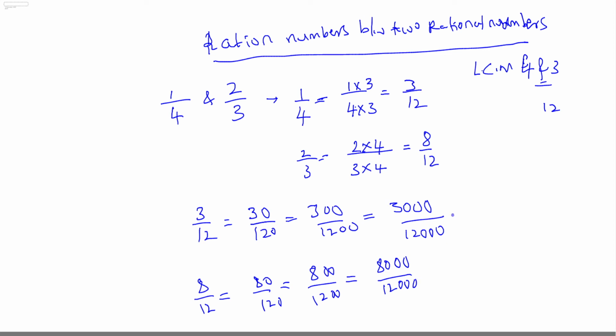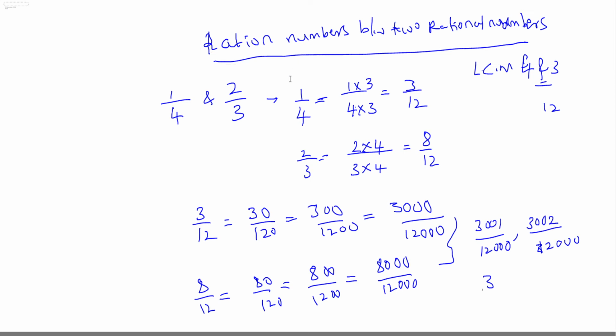See, now we can go and find out rational numbers: 3001 divided by 12,000, 3002 divided by 12,000. Like that, we can go on finding 3001, and so on up to 4000, 4001, 4002, 5002. Like that, by converting to equivalent rational numbers, we can easily find rational numbers between two rational numbers.